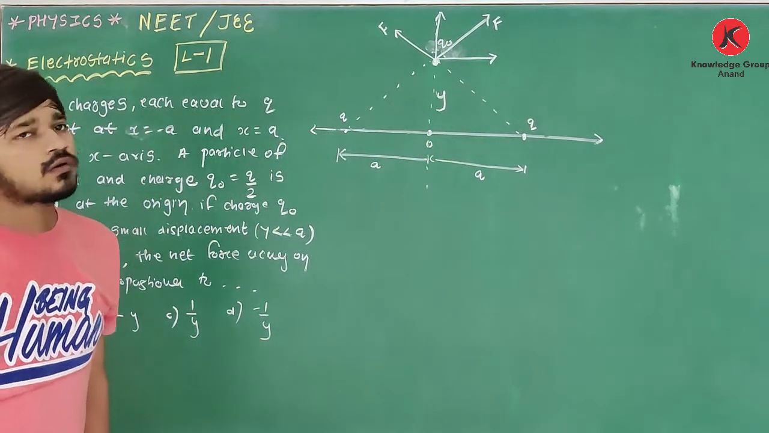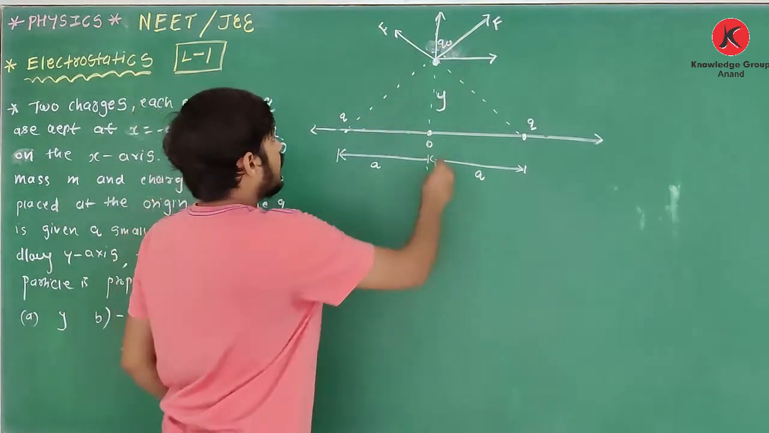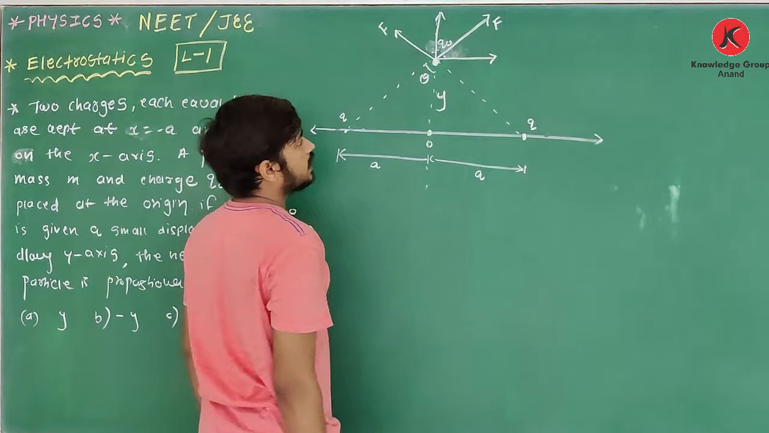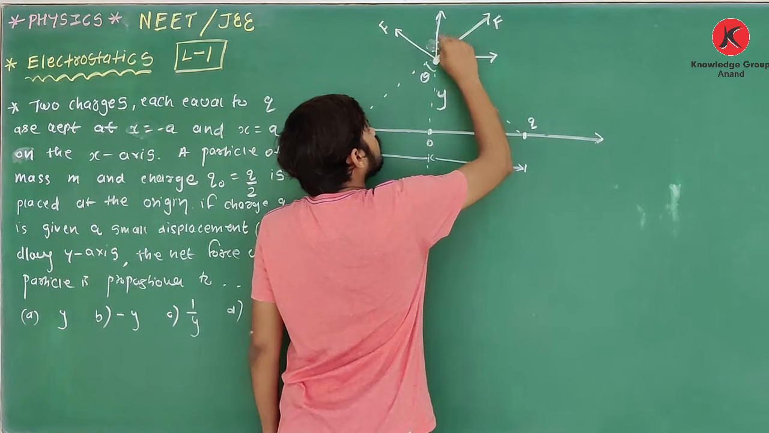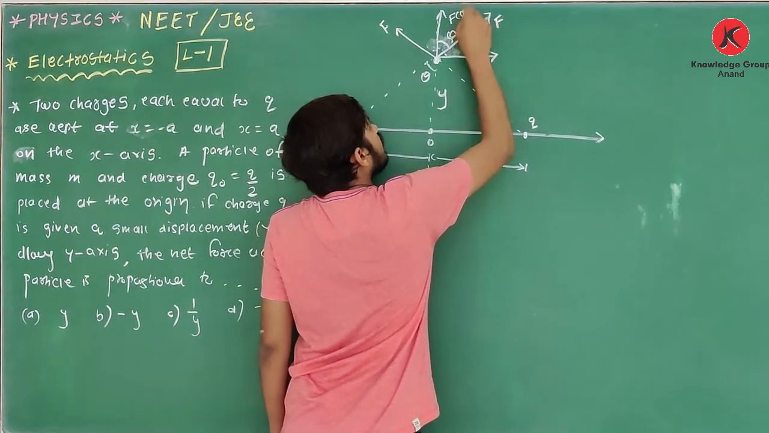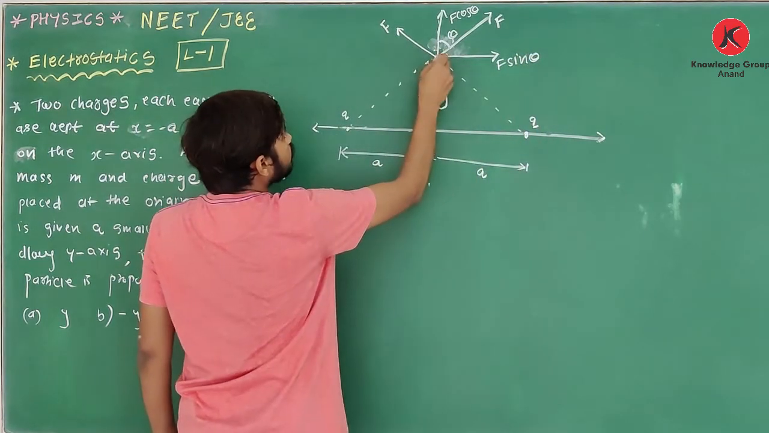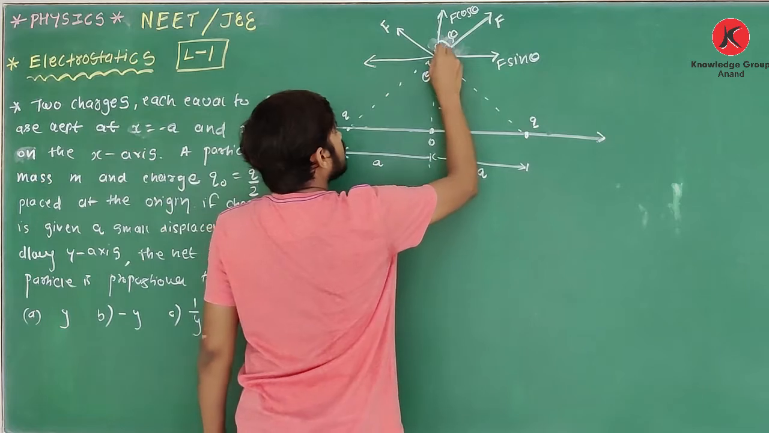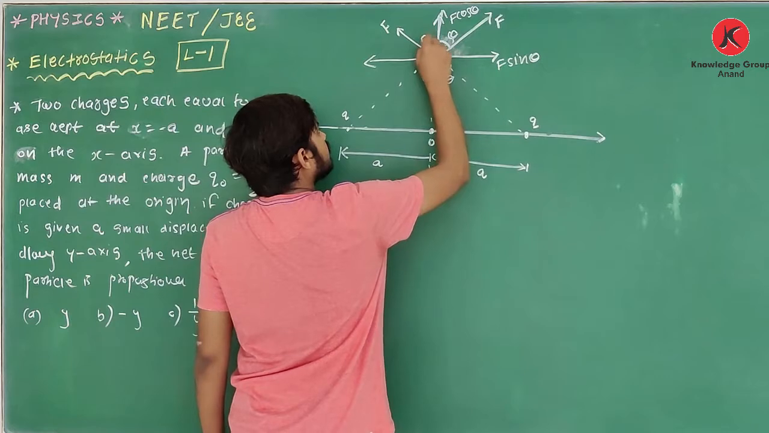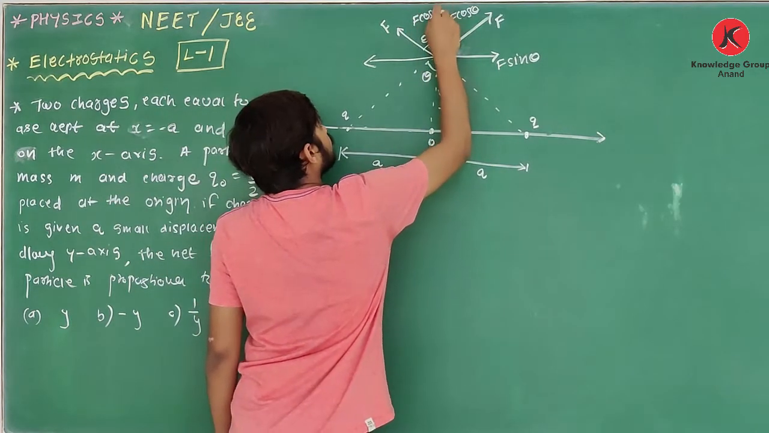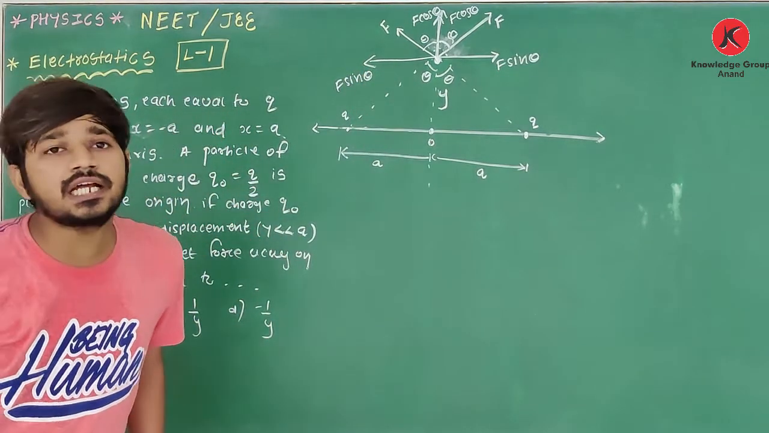Now to resolve the forces, we need an angle. I am assuming that this angle is theta. So obviously this angle will also become theta. This component will become F cos theta and this component will become F sin theta. Similarly, I resolve this other force into components, one in this direction, another in this direction. This angle will also be theta, so this component is F cos theta and this component is F sin theta. From the figure it is clear.